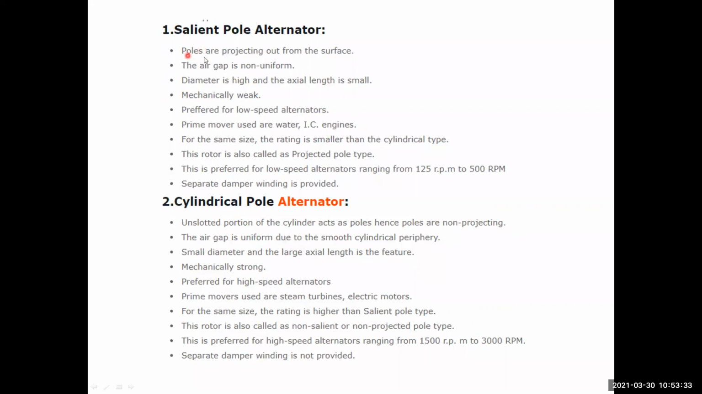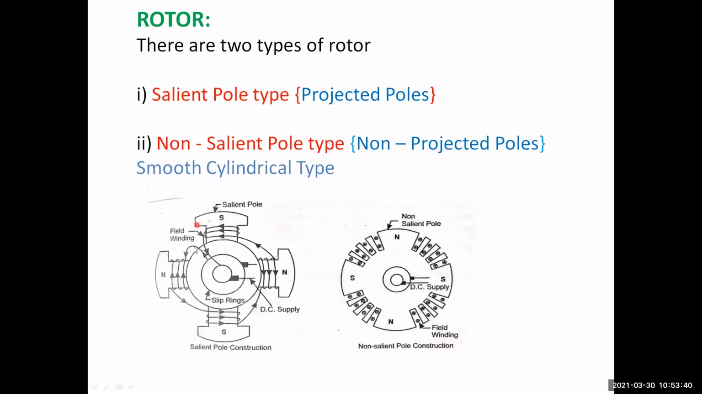Construction differs: poles project out from the surface in the salient pole rotor. The air gap is non-uniform. You know well, the air gap here is different. Here the air gap is very small. This is called the rotor, and this outside part is called the stator. In the air gap, the air gap varies, and that's why the air gap is non-uniform.